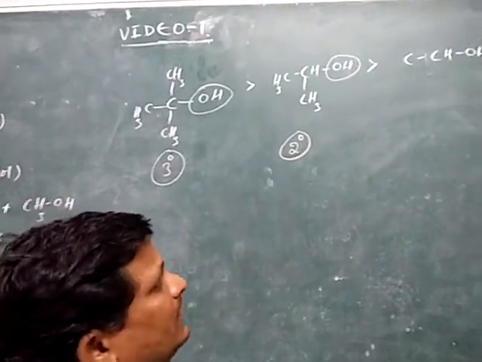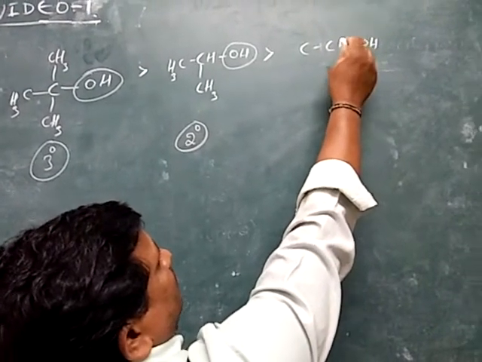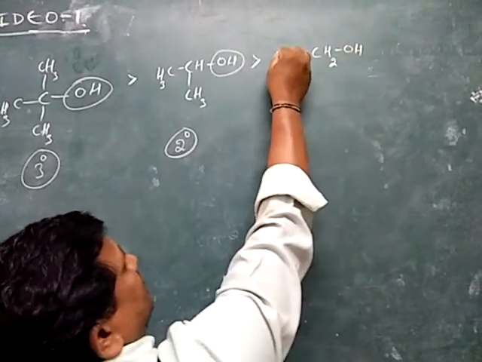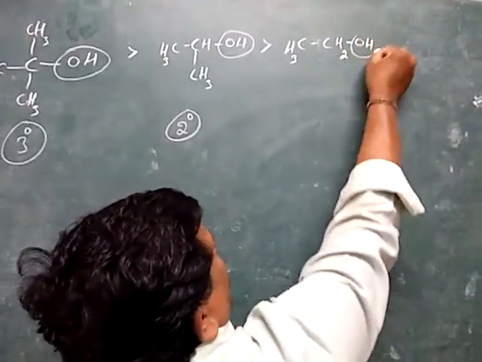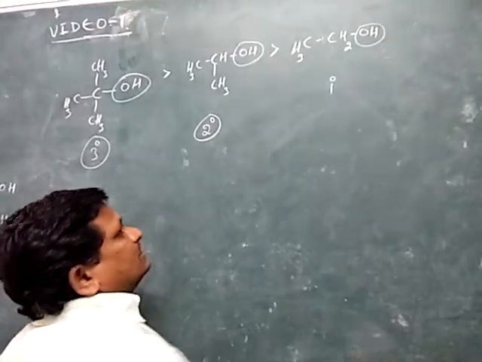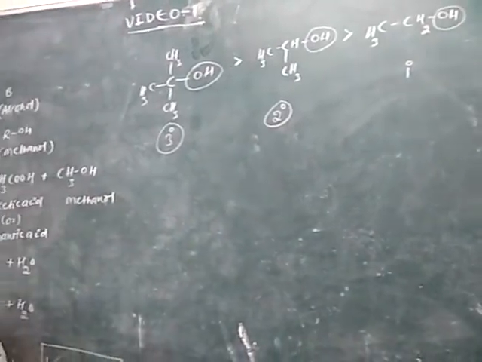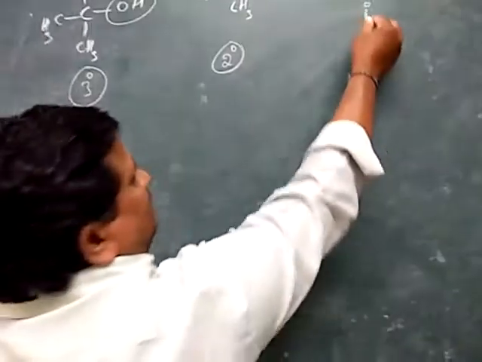The next one is generally a primary alcohol. So then it is CH2, it is CH3. The alcohol functional group is attached to the primary carbon. So this alcohol is a primary alcohol. So tertiary alcohols are greater than secondary alcohols, which are greater than primary alcohols.